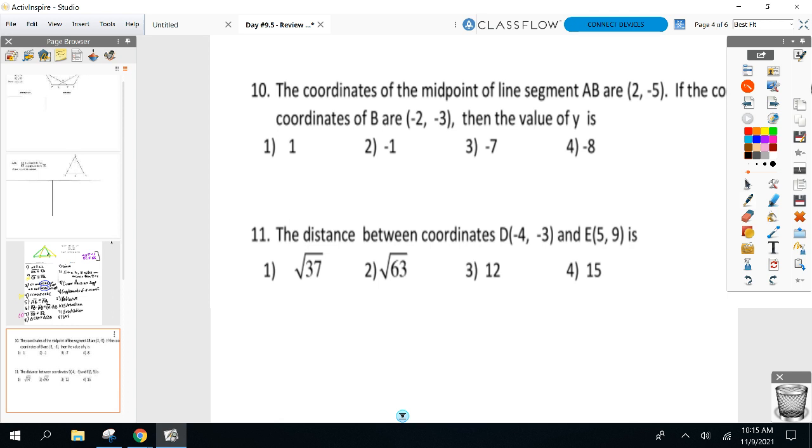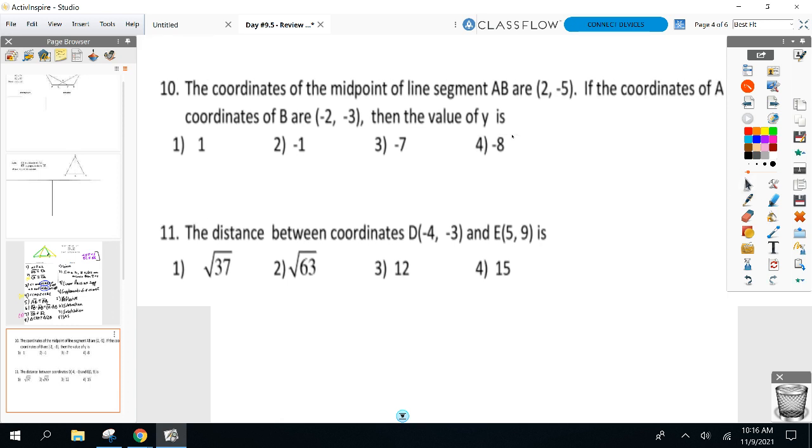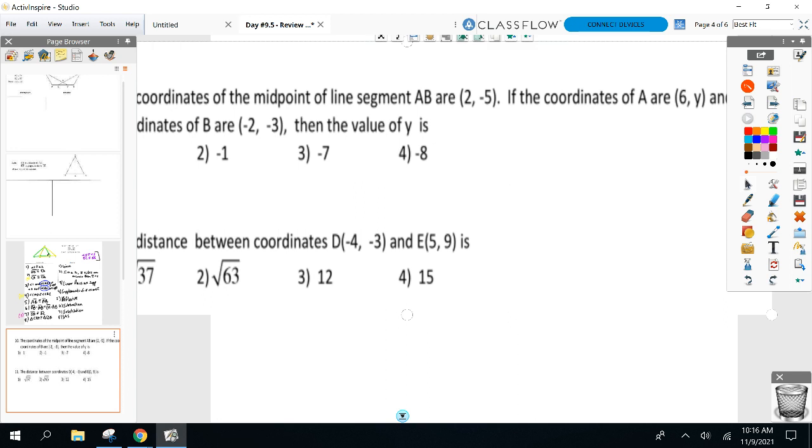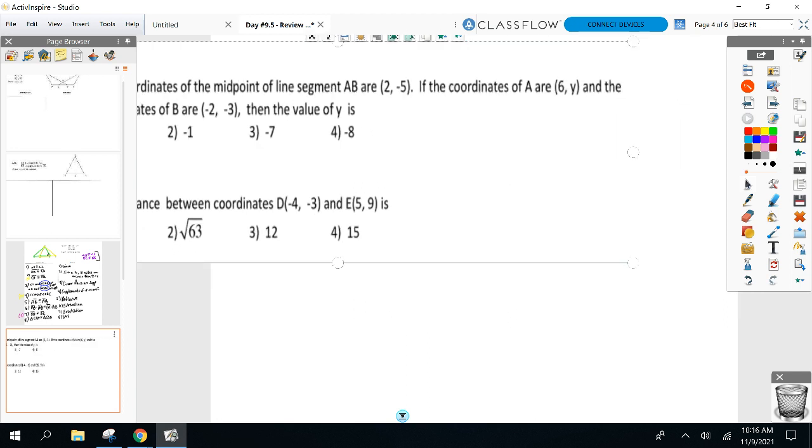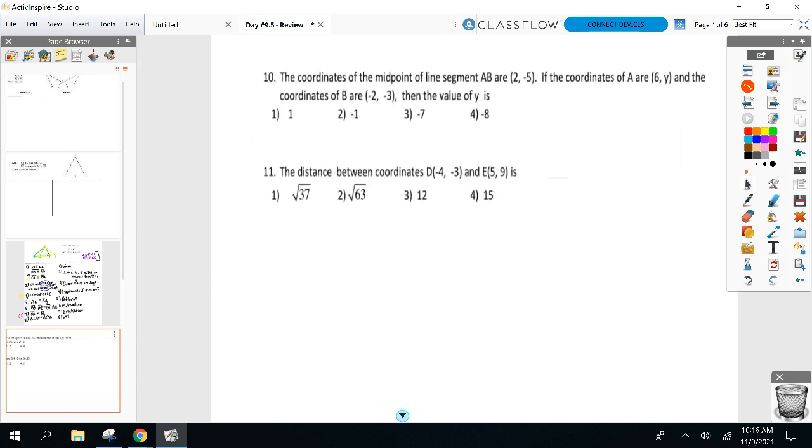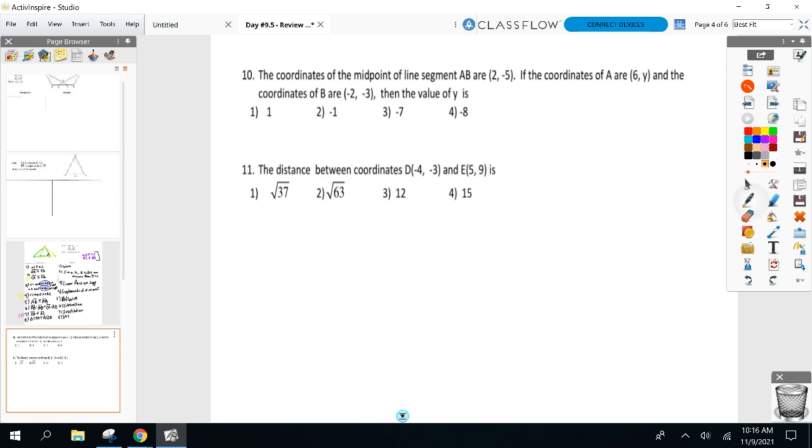I want to make sure you guys understand the formulas you need coming in tomorrow, because I'm not going to provide them. So we got the coordinates of the midpoint. I'm giving you the midpoint in number 10. It's 2, -5. I'm missing something here. I'll give you the coordinates of A over here. Coordinates of A are 6, y, and the coordinates of B are -2, -3. What's the value of y?